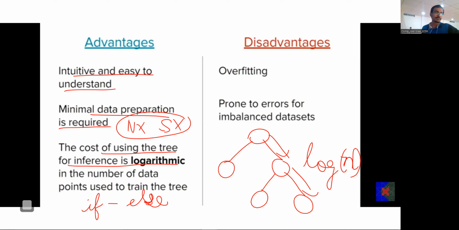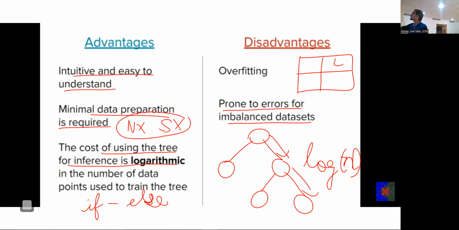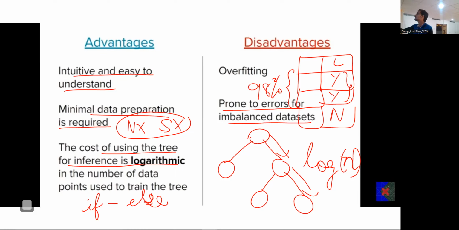And speedily it works on the data set. The disadvantage is that it is prone to errors for imbalanced data sets. Imbalanced data set means, suppose you have two particular classes, such as yes or no in your label, and suppose 98% are examples where all the labels are yes only, and only 2% examples have the label as no.